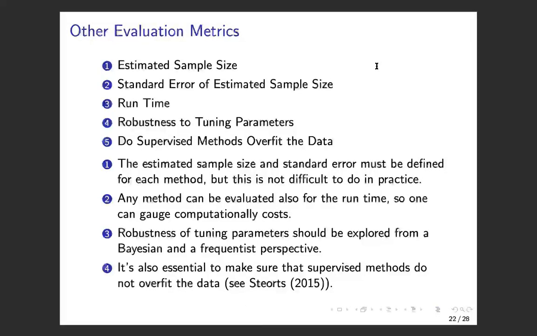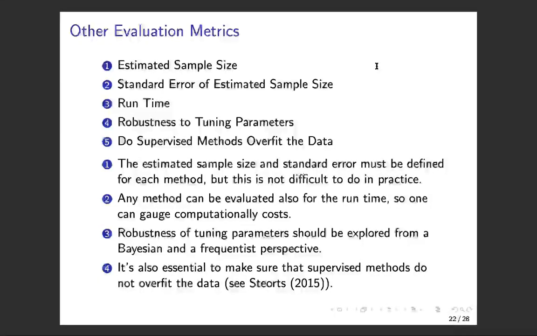There's lots of other evaluation metrics that we look at. So we look at summary statistics, such as the estimated sample size. We look at the standard error of the estimated sample size. We look at the runtime. We look at robustness to different tuning parameters. We often look at whether supervised, either semi or fully supervised, methods overfit the data. So for example, the estimated sample size and standard error have to be defined for each particular method. This is often not easy to do in practice, especially for Bayesian methods.